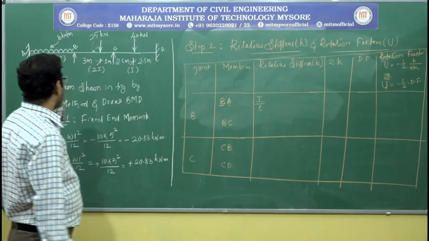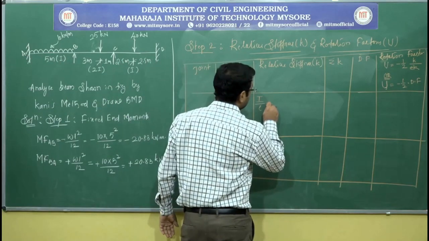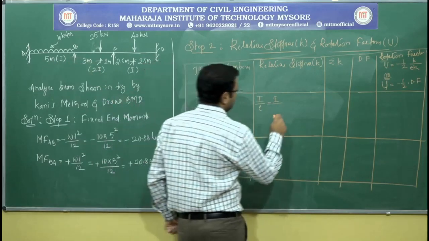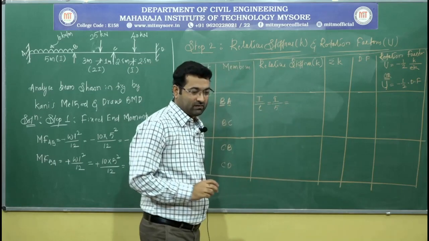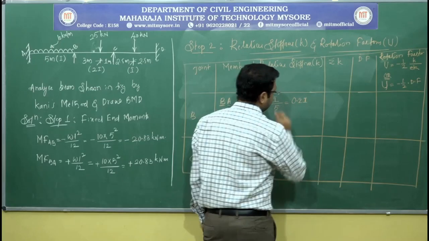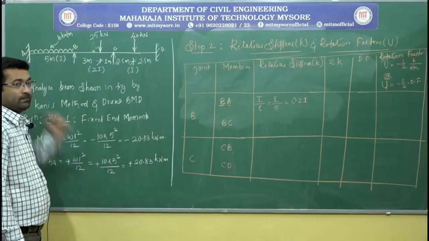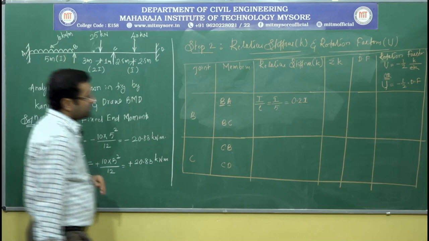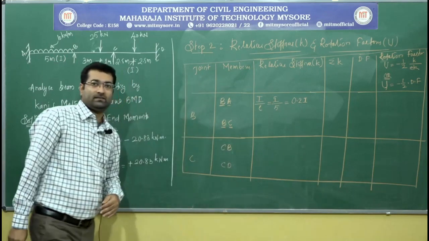So how much is the I value? The I value is I, no change. So it is I by L. L is 5 meter here. So this gives me a value of 0.2I. 0.2I is the relative stiffness of member BA. Now for member BC, B is the near end and C is the far end.